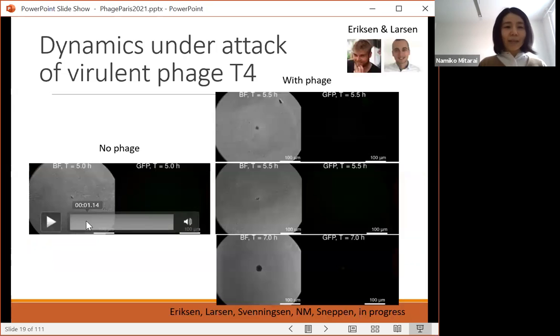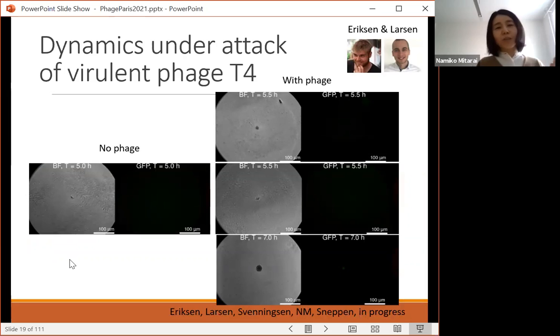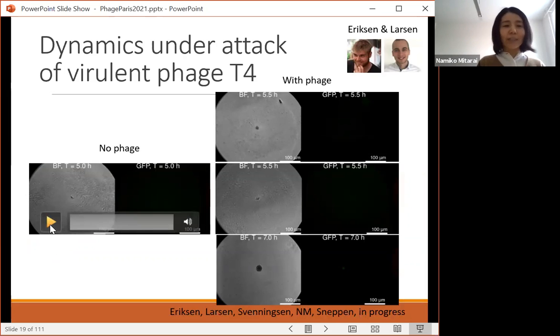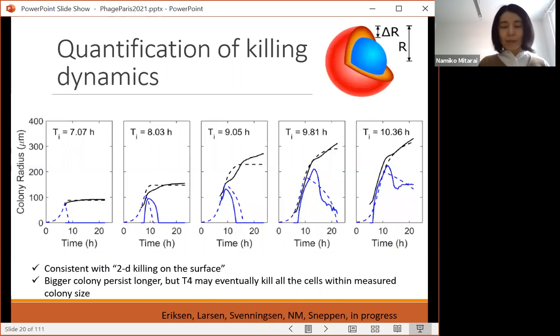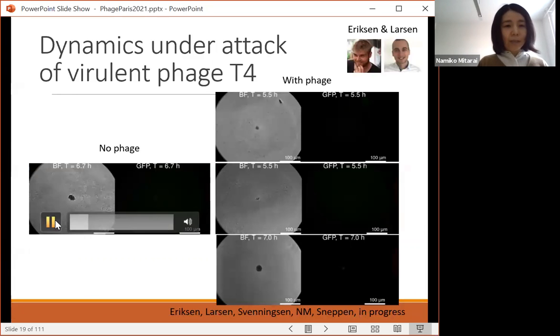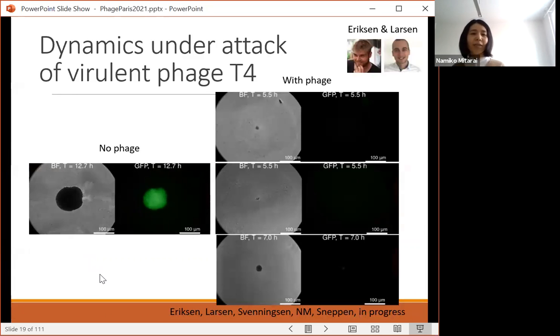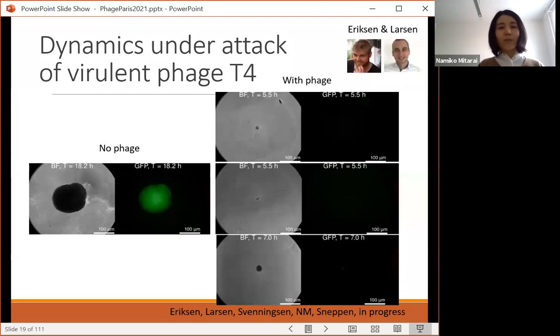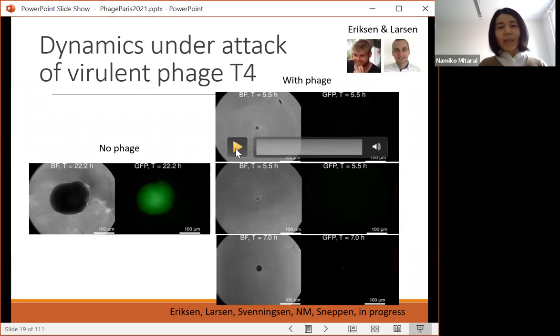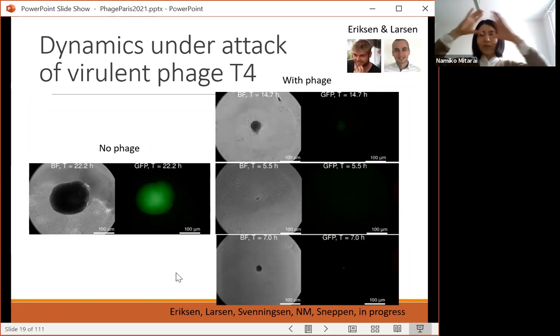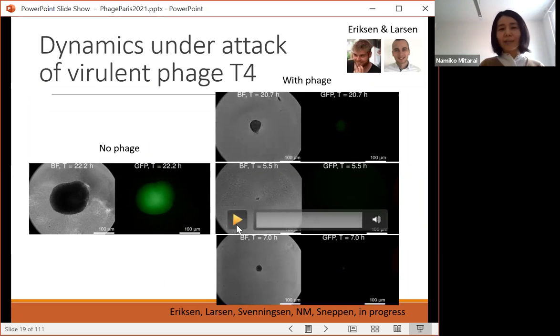After this, we are trying to see the dynamics of this killing, also using the more virulent phage T4, which has a shorter lysis time, to see if the colonies can still survive. So now what we are seeing is that when there is no phage, the colony will grow, and we also put green fluorescence in it. And then when you put the phage on it, you can see it fade away, so you can see they get attacked from the outside.